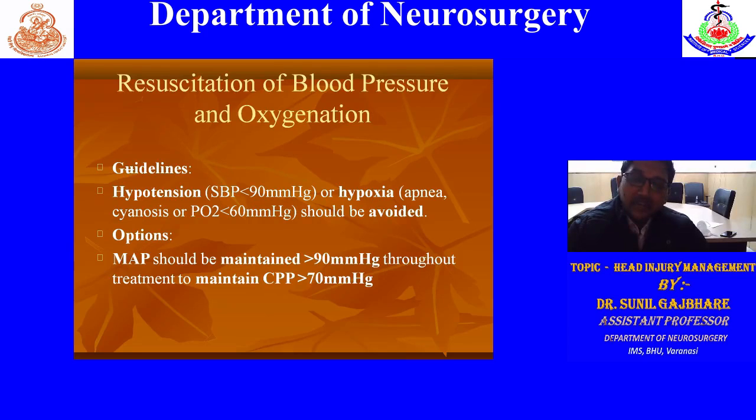The mean arterial pressure is calculated by the formula: the diastolic pressure plus one third of the pulse pressure. That gives your mean arterial pressure. And cerebral perfusion pressure has a formula: mean arterial pressure minus your intracranial pressure.